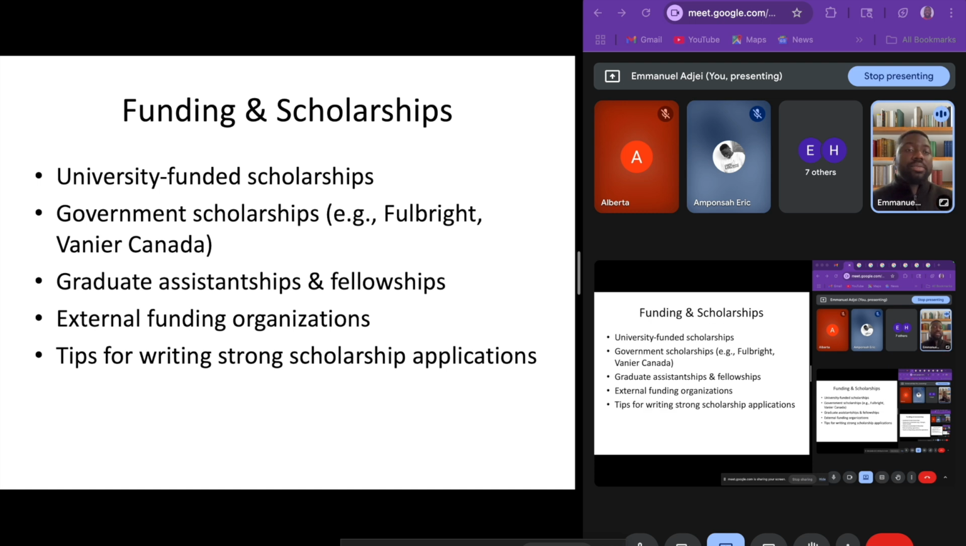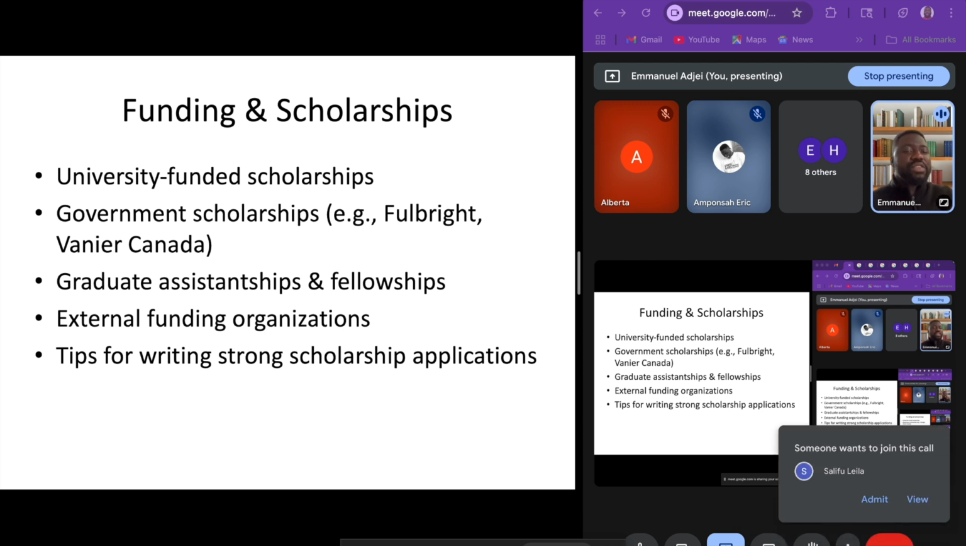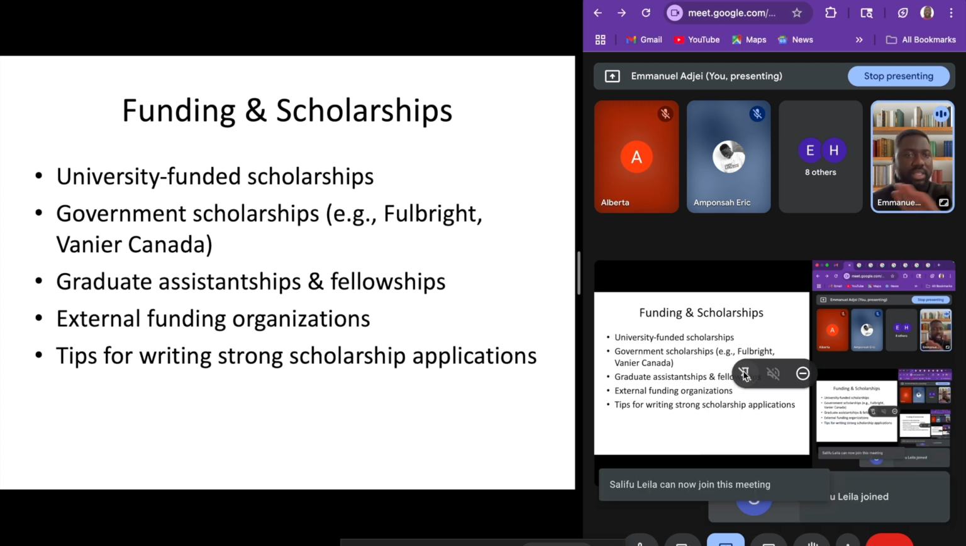Funding and scholarships, a very important stage in the whole application process. One thing I want to be clear about is that when it comes to US or Canada applications, we do not apply for scholarships. I want to be clear on this. You do not apply for scholarships when you are looking at universities in Canada or the US. You basically don't apply for scholarships.